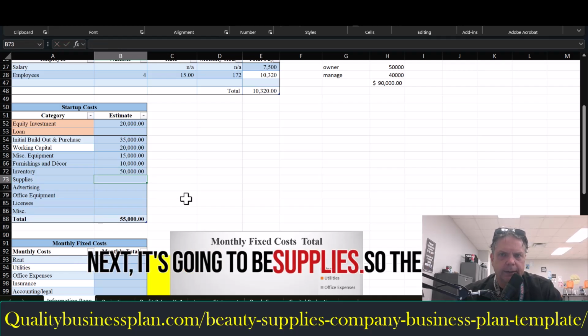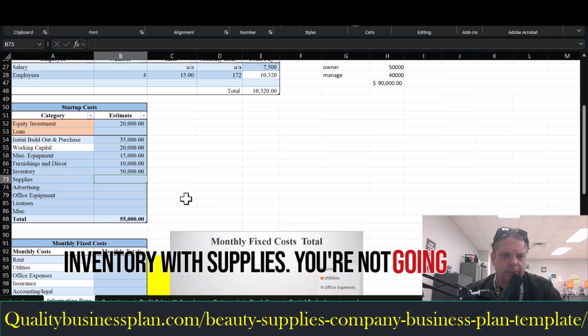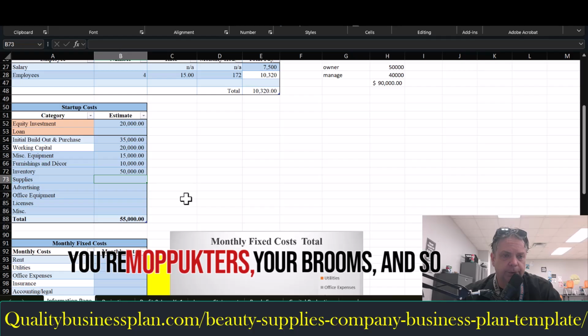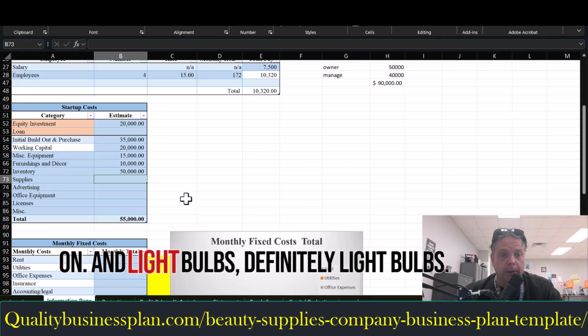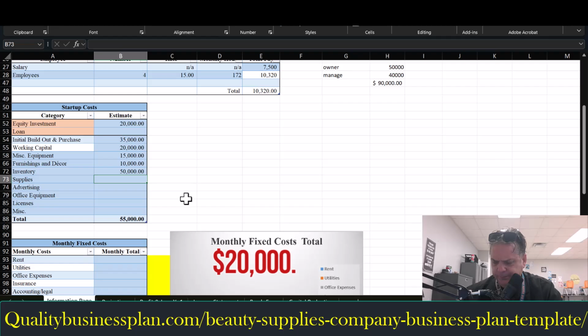Next is going to be supplies. Supplies is different from inventory, where supplies you're not going to be selling. Supplies are going to be like your soap for your mop buckets, your brooms, and so on. And light bulbs, definitely light bulbs. And so we're going to call the supplies 2,000.